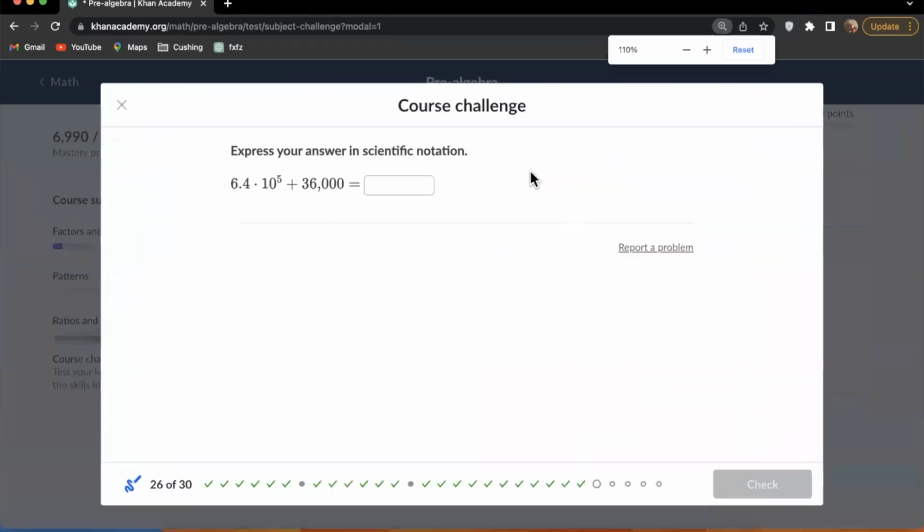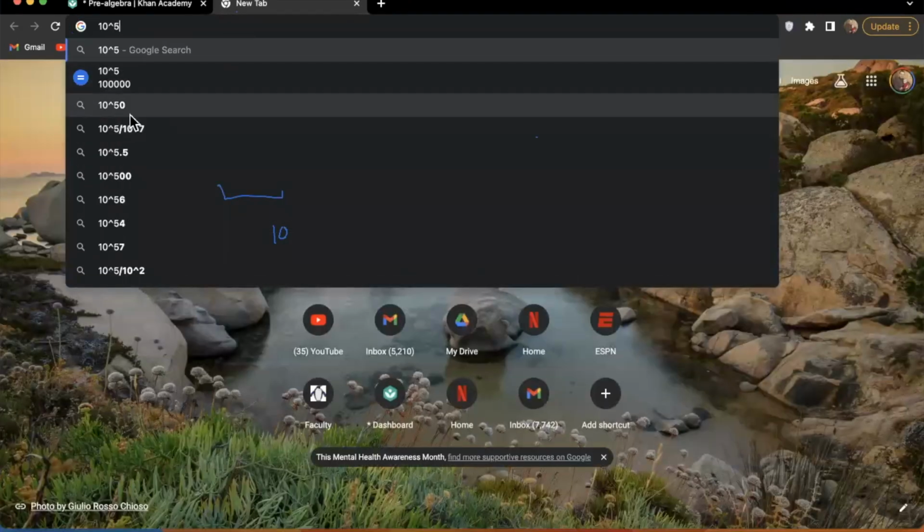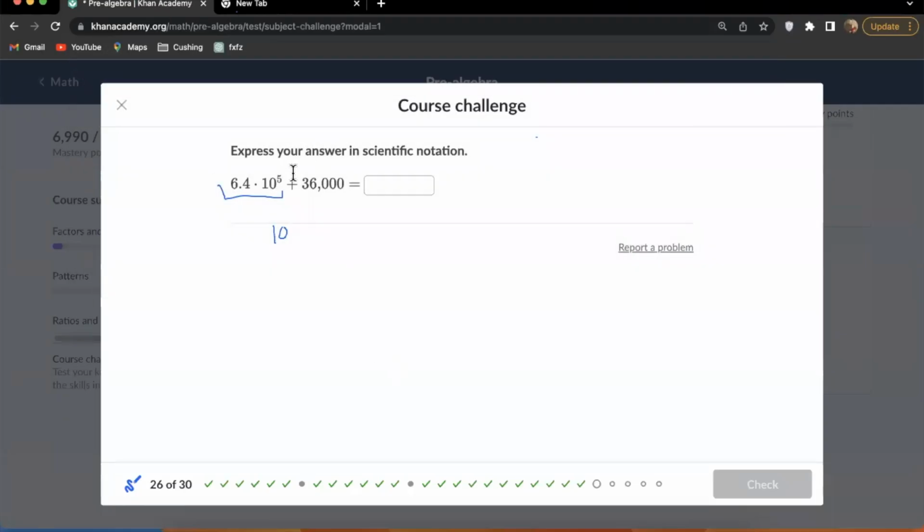It says express your answer in scientific notation. What I'm going to do is just multiply this out and then see what I get. So 10 to the fifth power is 10 times 10 times 10 times 10. You may as well just use a calculator on this. Let's see, 10 to the fifth is 100,000. So we have 6.4. And I think I should have known that because the 5 is telling you how many zeros. 1, 2, 3, 4, 5 zeros. So it's 6.4 times 100,000. That's 640,000.